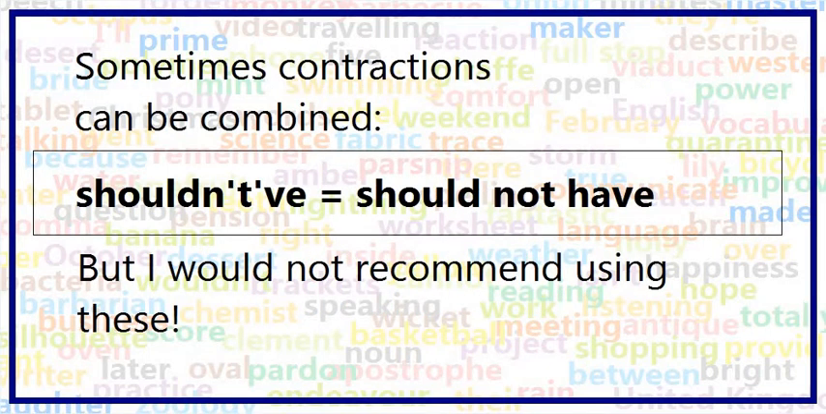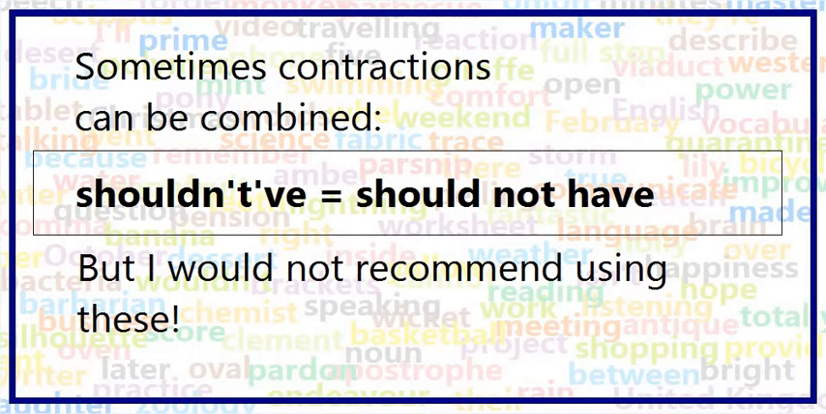And did you know that sometimes contractions can be combined? Here we have an example with 2 apostrophes in it. Shouldn't have, short for should not have. You shouldn't have come here, as an example. But I would not recommend using these.